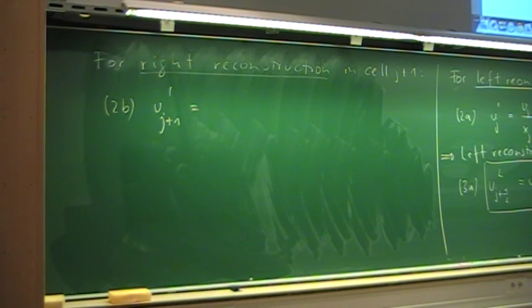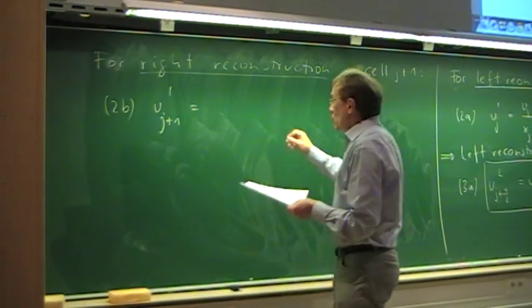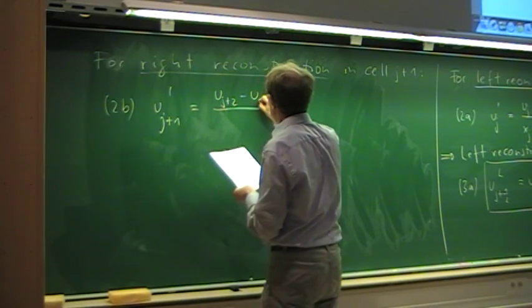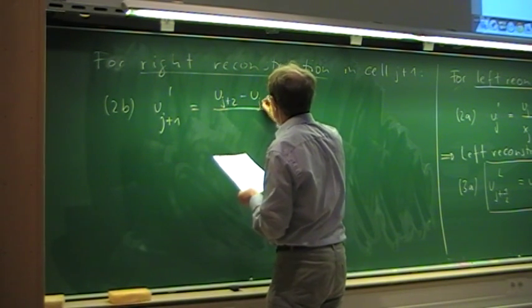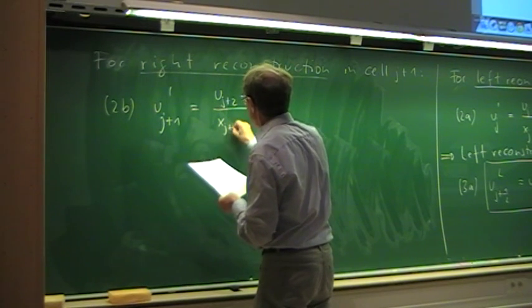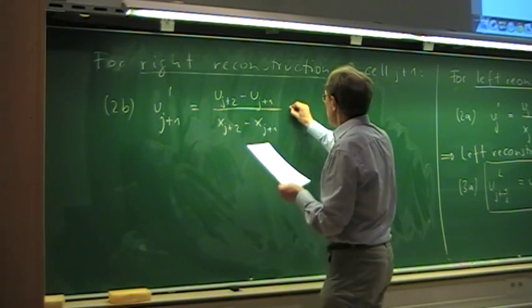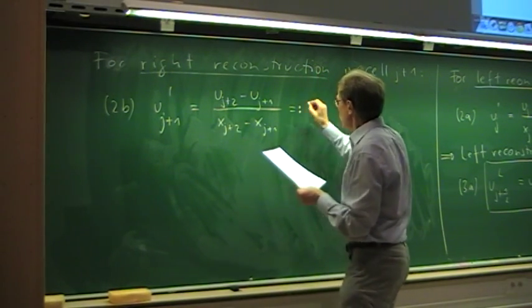We take the slope in this way here. So this is xj plus 2 minus xj plus 1. And this is uj plus 2 minus uj plus 1. In that case, it's negative. So then we write that. It's uj plus 2 minus uj plus 1 divided by xj plus 2 minus xj plus 1. And we can give that also a name. That's the definition.